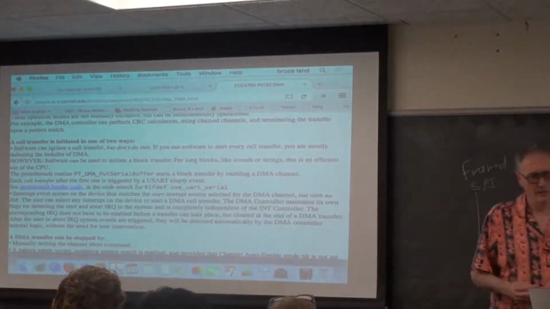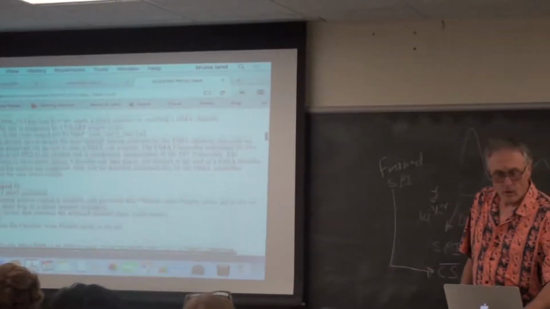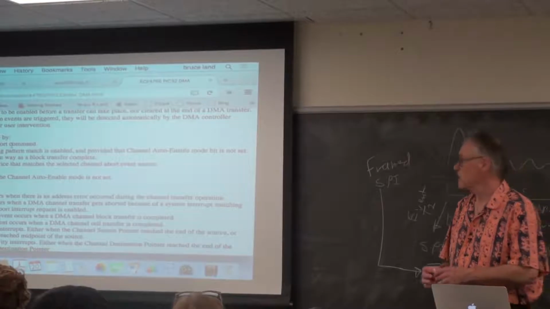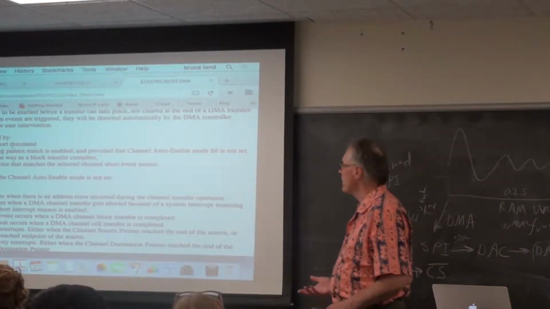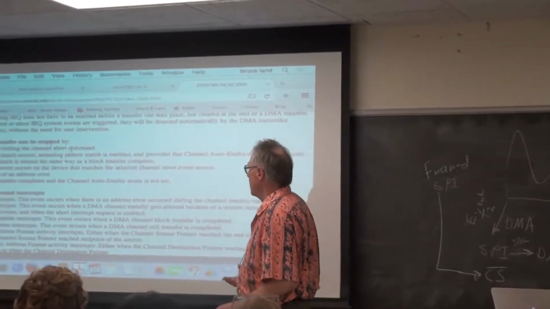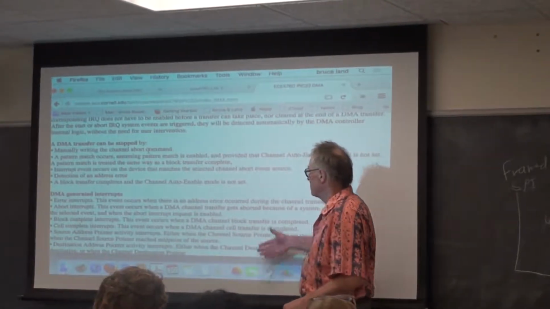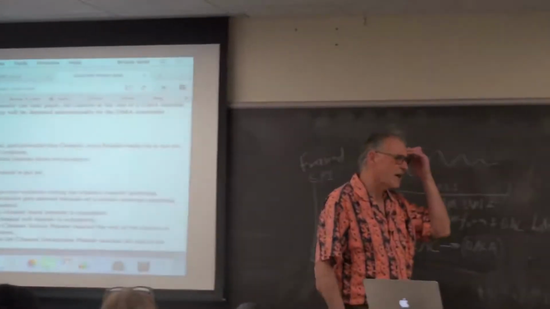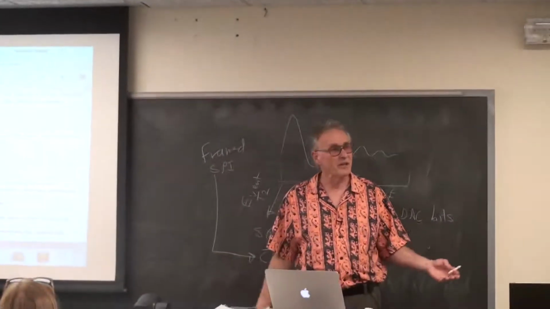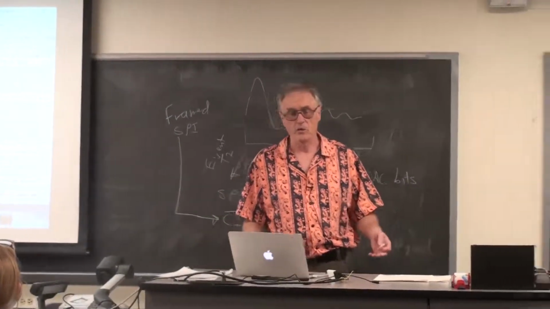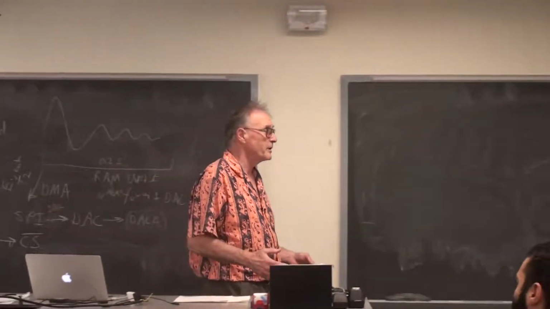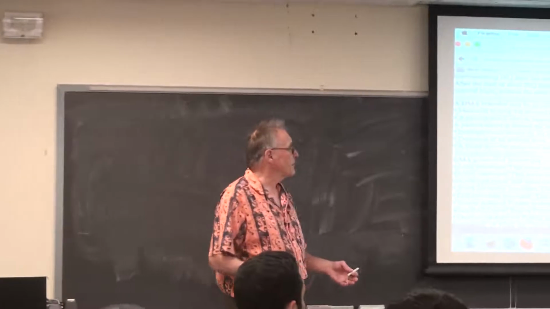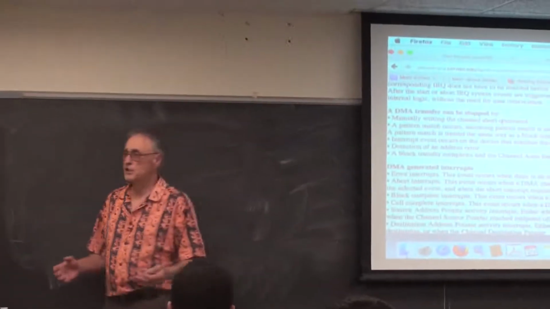Interrupt details, I'm not going to bother with. A DMA transfer can be stopped by manually writing a channel abort command, which is probably what you're going to do in a thread. But it can also interrupt on errors. You can have a DMA channel stop on a divide by 0 event. You could do anything you want. Anything that generates an interrupt, an exception, will allow you to either start or stop a DMA channel.